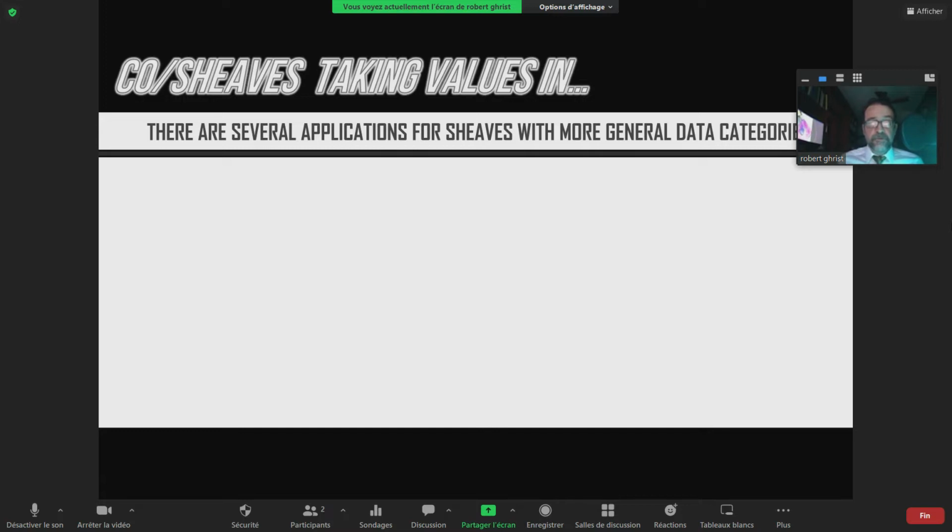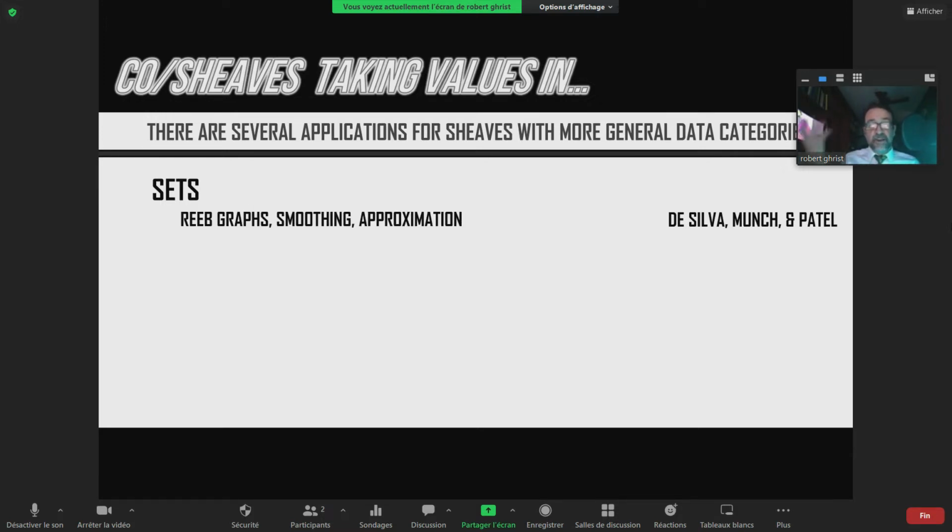There have been plenty of examples in the recent past, and even a couple in the distant past, of people using sheaves in real applications where the coefficients are not in the category of vector spaces and linear transformations. A lot of examples out there just use sheaves or co-sheaves that are valued in set. There's a nice paper, sometime in the past decade, by De Silva, Munch, and Patel that used sheaves of finite sets to describe Reeb graphs. Technically, these were co-sheaves, and they were constructible as opposed to cellular, but really the same idea. And they used some basic properties of co-sheaves to say things about smoothings, approximations, stuff that made people in computer science pretty happy.